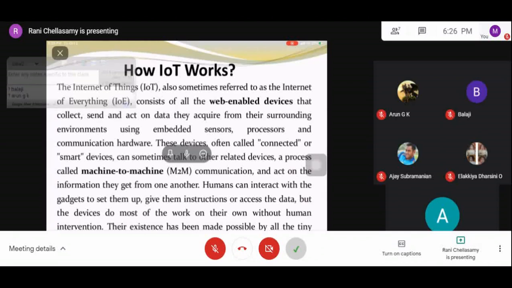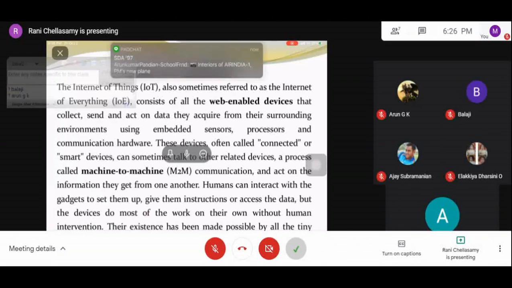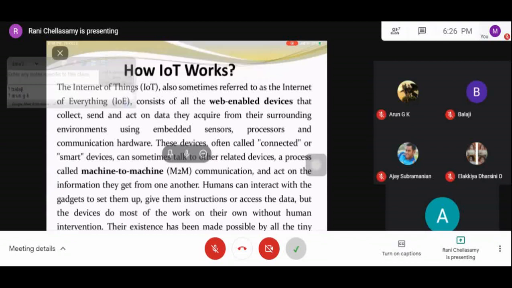These devices are often called connected or smart devices. The smart devices will talk to other related devices, and this process is called machine-to-machine communication, that is M2M communication. They act on the information they get from one another. Humans can interact with the gadgets to set them up, give them instructions and access the data, but the devices do most of the work on their own, without human intervention. Their existence has been made possible by all the tiny mobile components that are available these days. We can implement IoT applications in your home, business, or any organization.